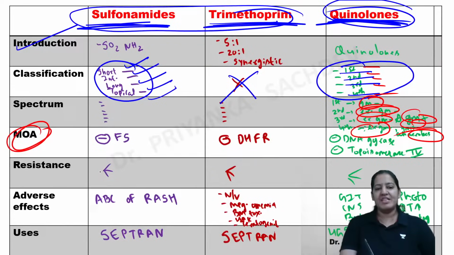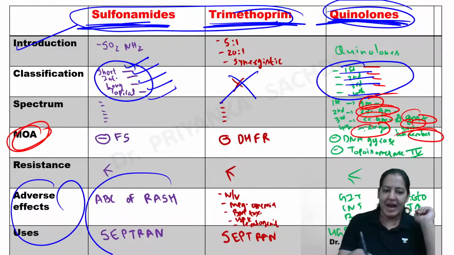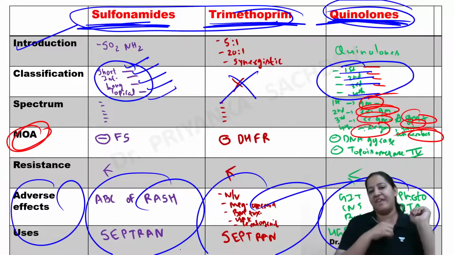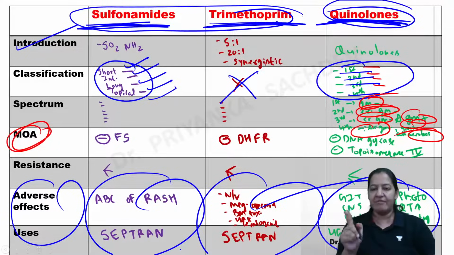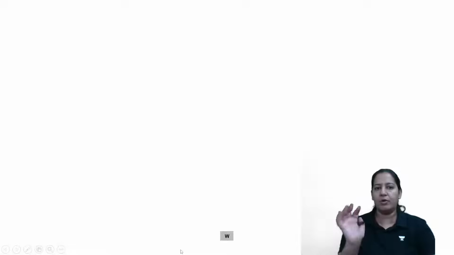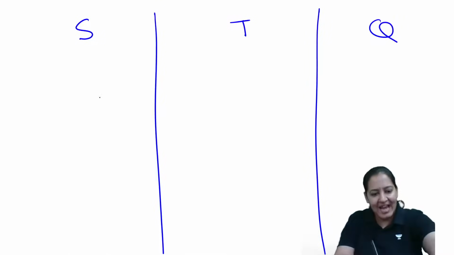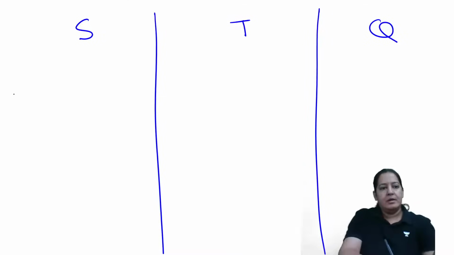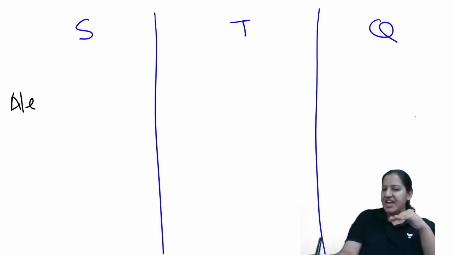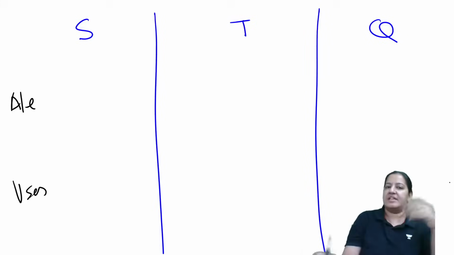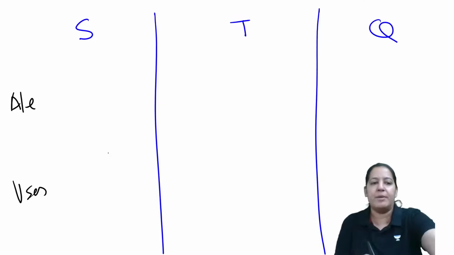Give me a thumbs up. If mechanism of action is done, tell me the adverse effects and uses of each of them. The adverse effects and uses are very important. We will revise them once and then we will do MCQs based on the quinolones, right? So again, I'm just revising. Sulfonamide, trimethoprim, quinolone. Tell me the adverse effects of each category. Tell me the uses of each category. Right? So start with sulfonamide.